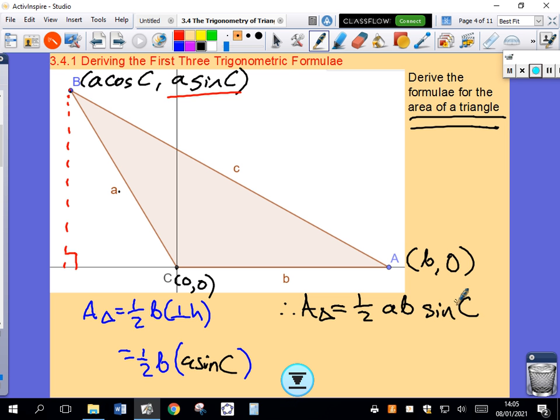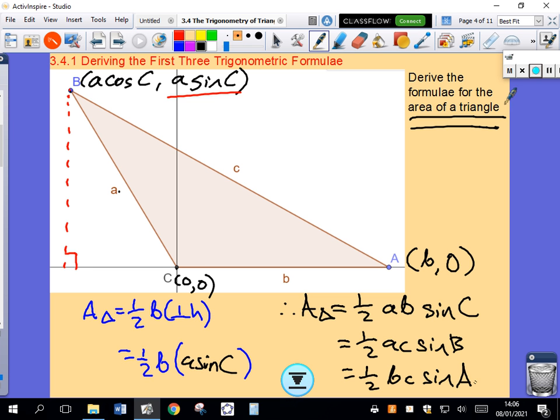The other thing to note is I could have used any side. I didn't have to put b here as my initial side. So I could have also said a half ac sine B, or a half bc sine A. Okay, and you have to be able to do that.